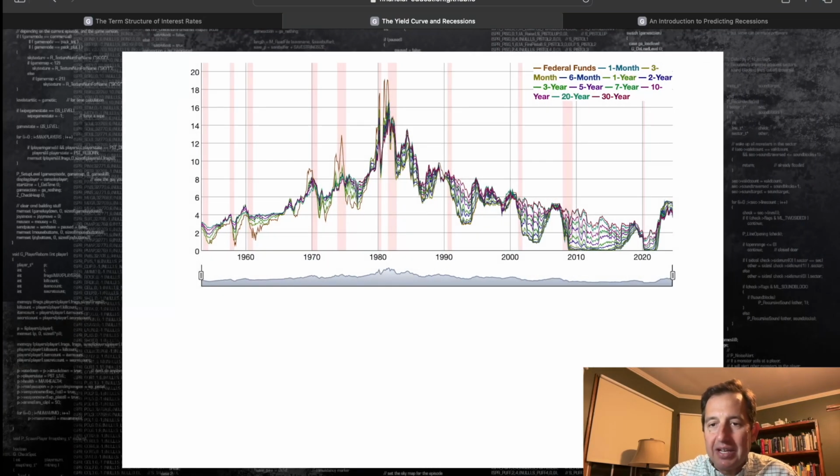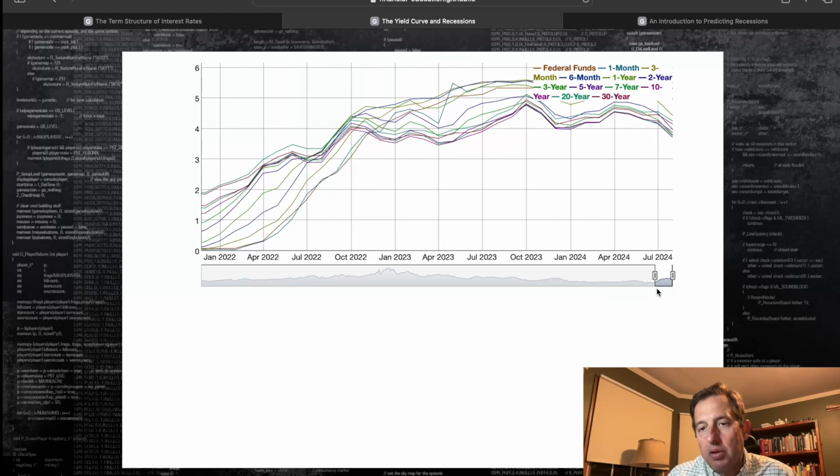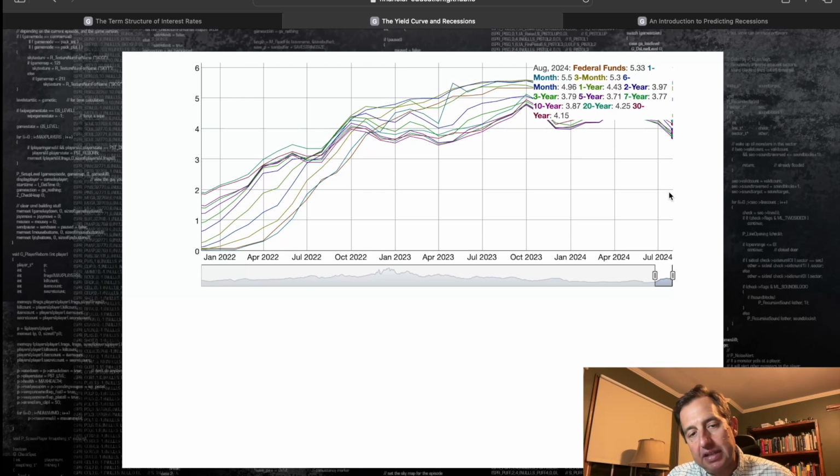Whether it happens, again, the market can be wrong, right? So that's not to say that we absolutely will go into recession. It's just that, as of August 2024, the best guess that we have was yes. So we'll wait and see.